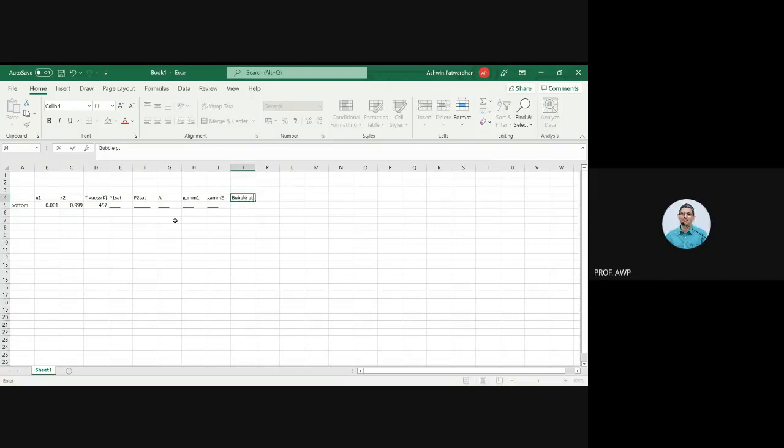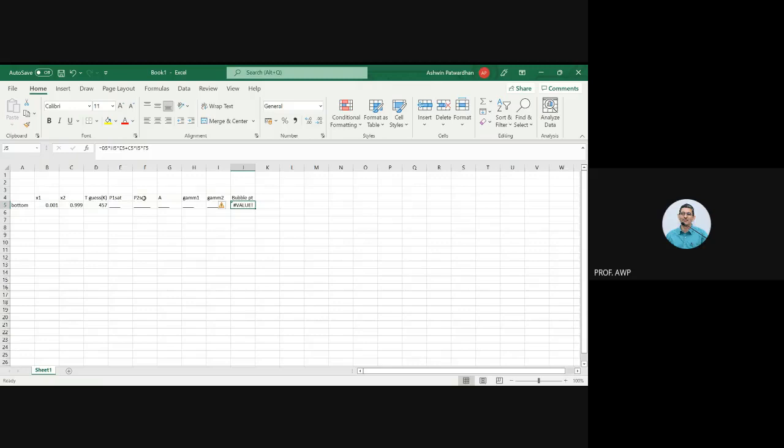So we have to say x1 multiplied by gamma 1 into P1 sat plus x2 into gamma 2 into P2 sat. Do you agree with that? Yes, sir. This will be the bubble point pressure. This we want to be equal to 760. We are doing 1 atmosphere.